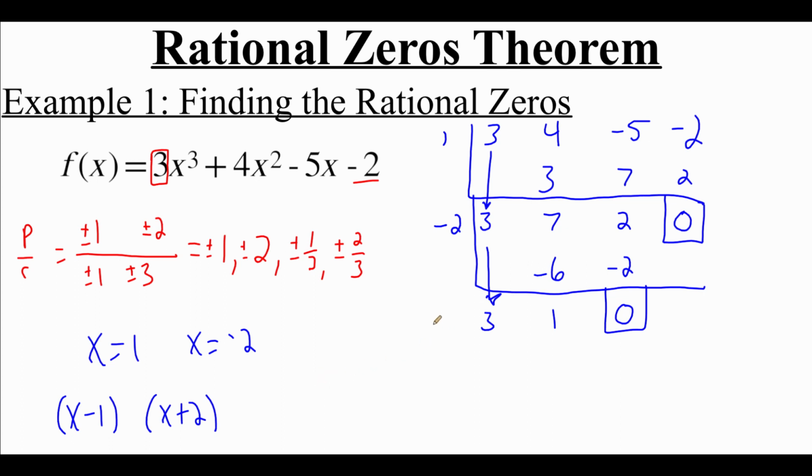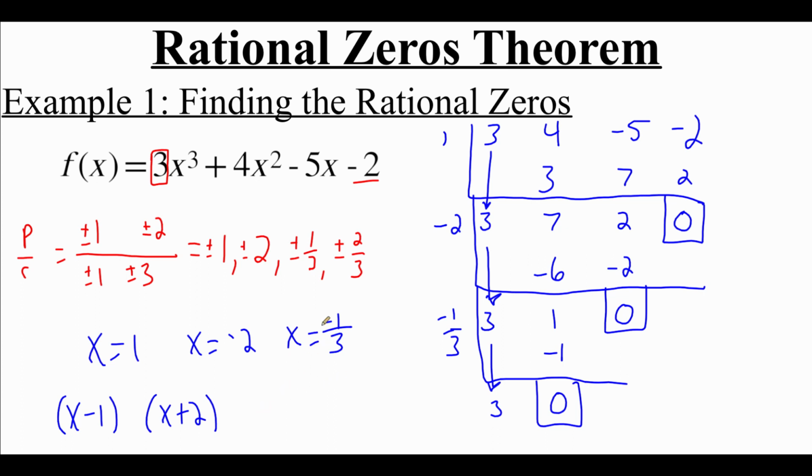Now there's actually one more rational zero in here, so I'm going to do one more round of synthetic division, and my next number that I'm going to choose is negative 1/3. Again, I'm just guessing a number off of my list, and we're going to test it out to see if it works. So I drop down the 3. Negative 1/3 times 3 is negative 1. I get 0 as my remainder, which tells me that x equals negative 1/3 is a 0 of my function.